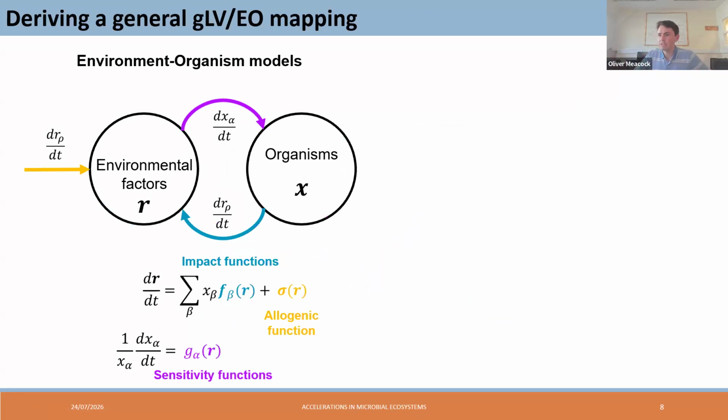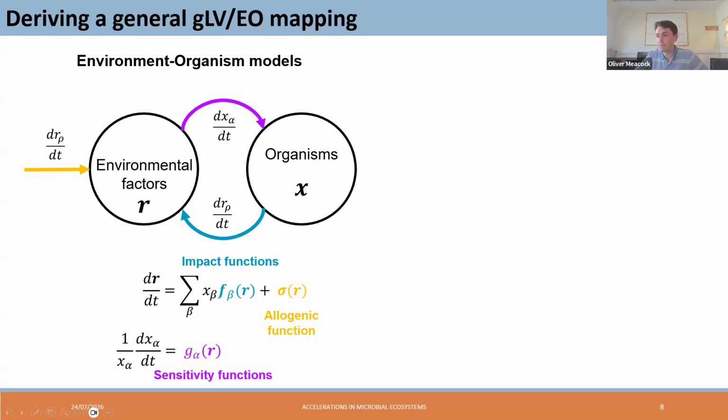So this is just a representation of these environment organism models, again, in a slightly more holistic way. And so you can see here that we've got these equations which define the dynamics of these systems. So we've got the environmental dynamics, which are determined by these impact functions, remember, and we've scaled them by the population densities. But then we also have what I'll call this allergenic function, and this is just external influences on the environment. So the environment can be manipulated both by the organisms inside the environment, or there can be external fluxes into that environment. So this could be, for example, if we've got food coming into an ecosystem externally.